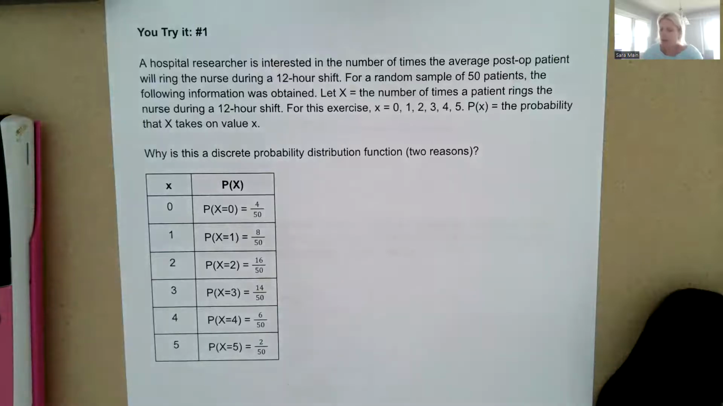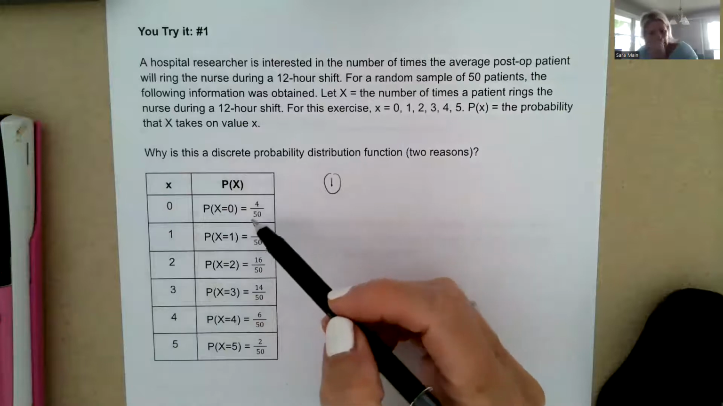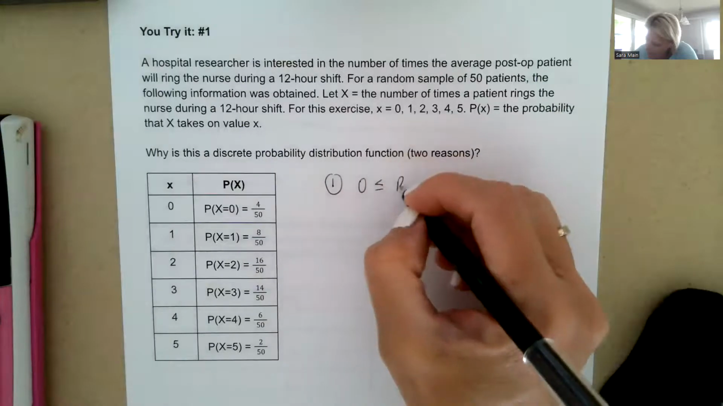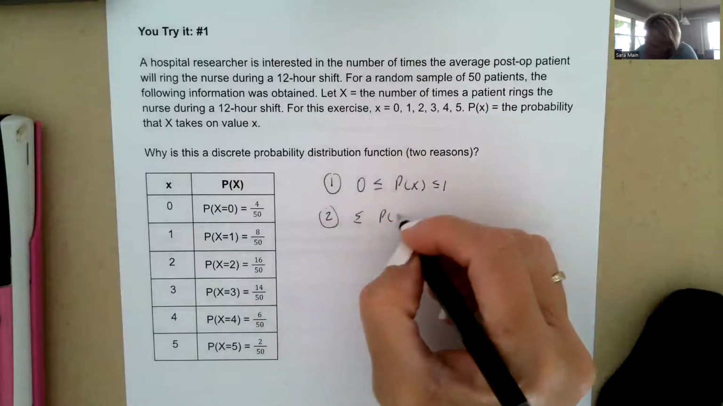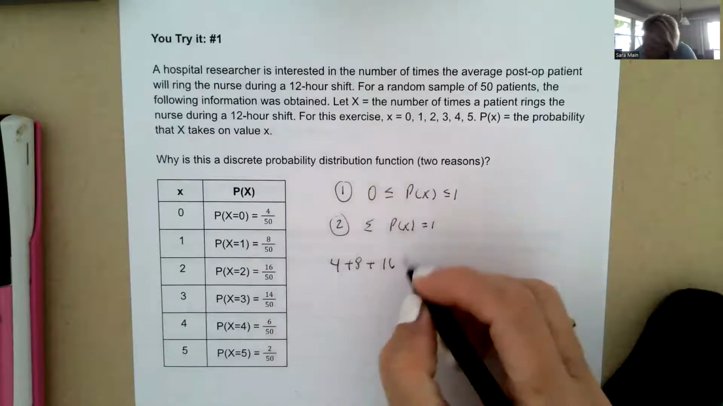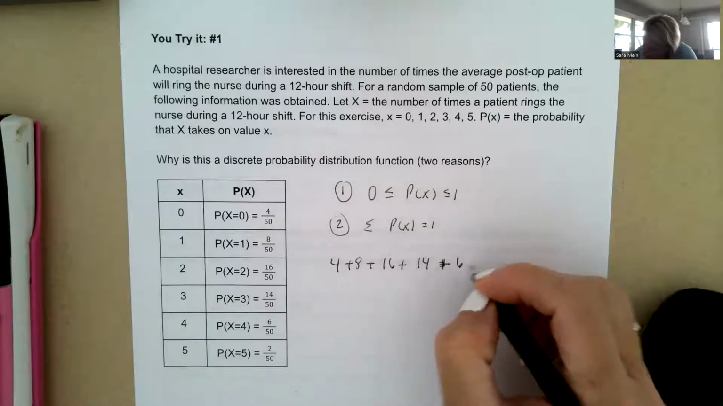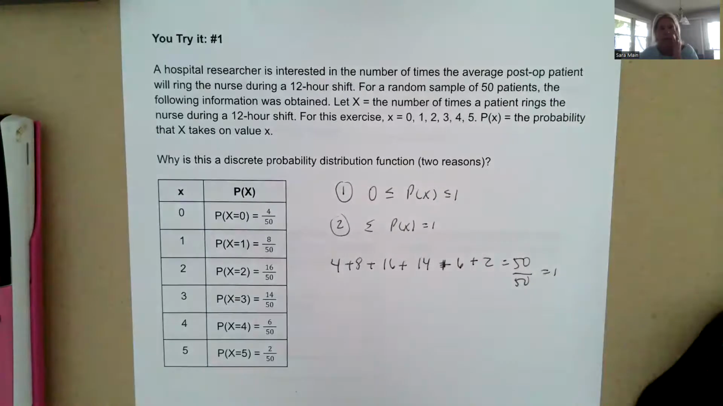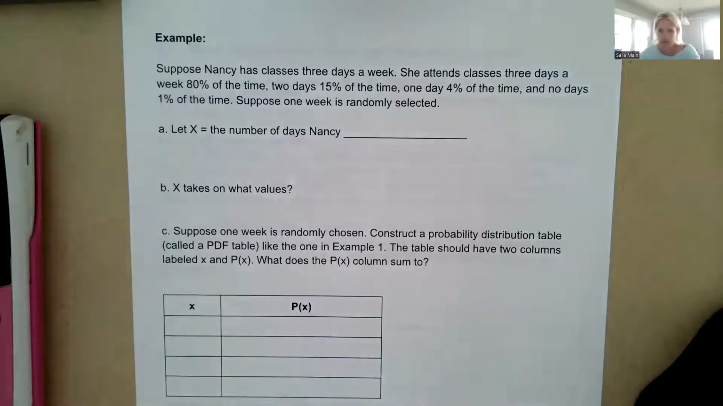So hopefully you came up with these 2 reasons. One is we noticed that every probability is between 0 and 1 inclusive. And 2, the sum of the probabilities equal to 1. 4 plus 8 is 12, plus 16 is 28, plus 14 is 42. Plus 6 is 48, plus 2 is again 50 out of 50, which equals 1. Okay. Let's look at the next example.